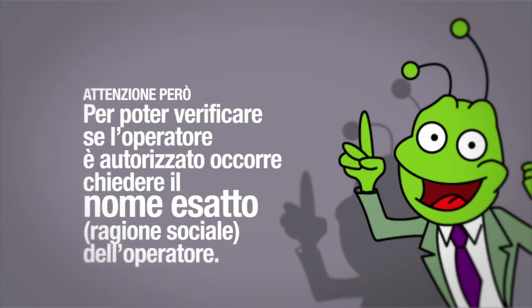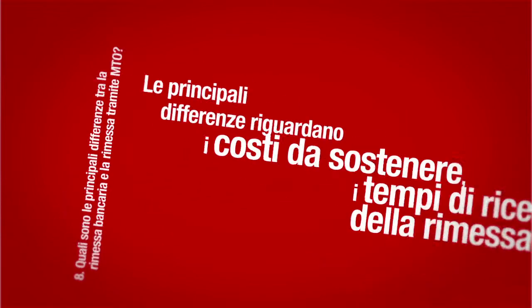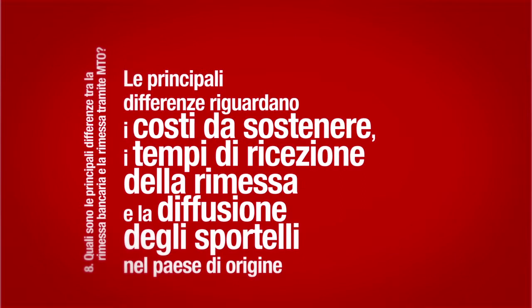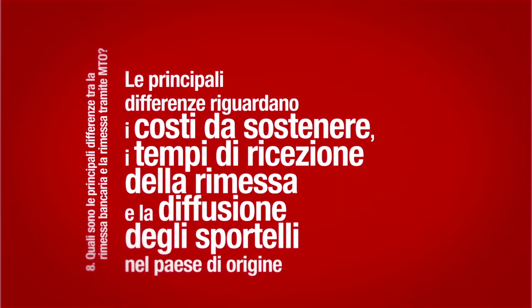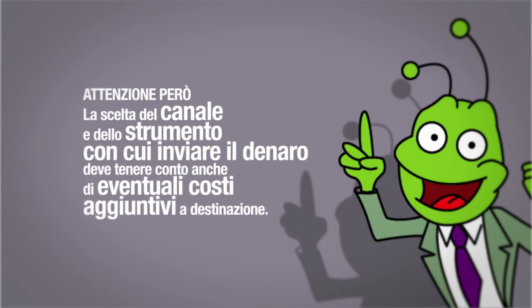What are the main differences between a bank transfer and a remittance through MTO? The main differences concern the costs sustained, time taken to receive the transfer, and the distribution of branches in the country of origin. Caution! The choice of the channel and the instrument through which to send money must also take into account additional costs at destination.